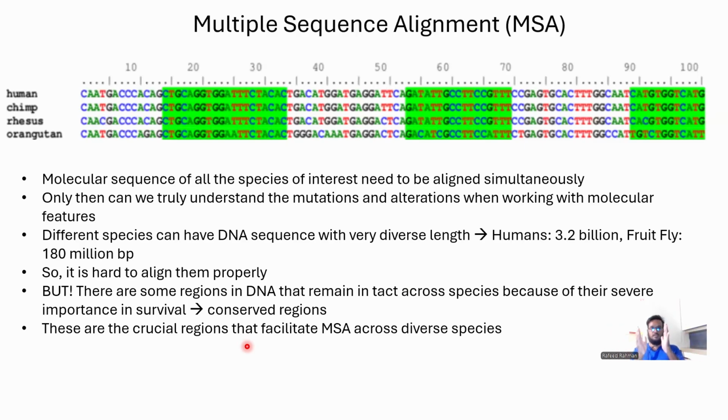So you know that during MSA, you make sure that we align these conserved regions at least well, and the other regions should align automatically. That is basically the function of the conserved region in phylogenetics.